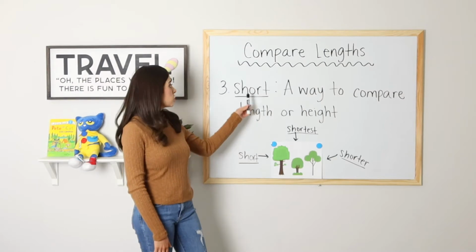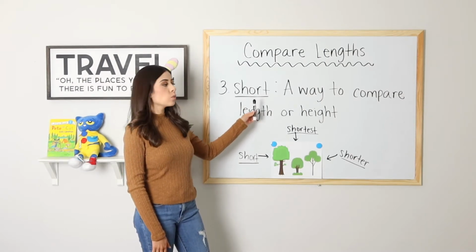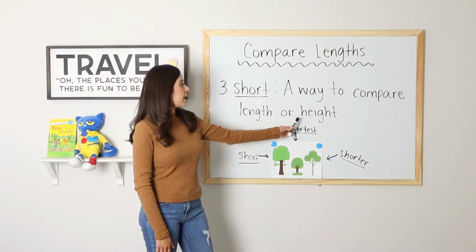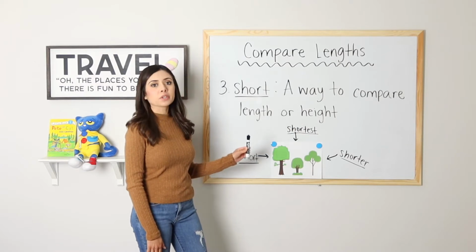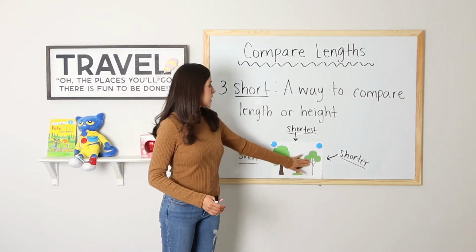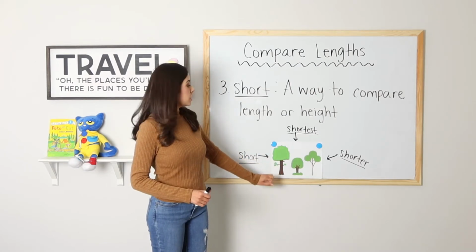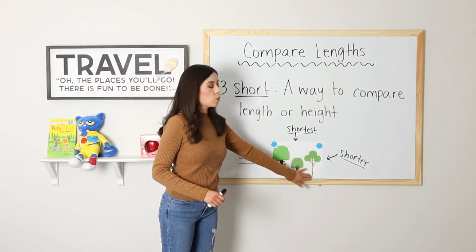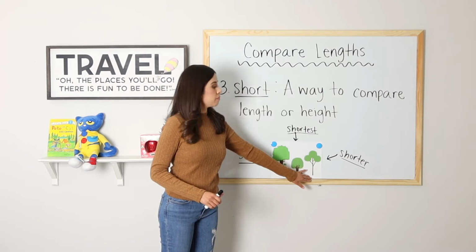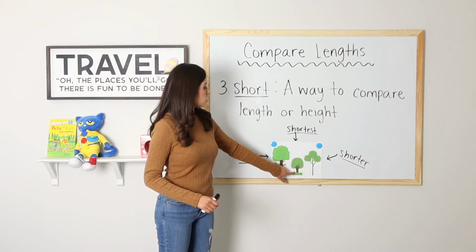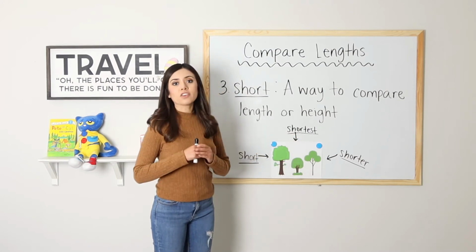Number 3, short. Short is a way to compare length or height. So for example, here I have 3 trees. I can say that the first tree is short. This tree would be shorter than the first tree. And this tree would be the shortest of all.